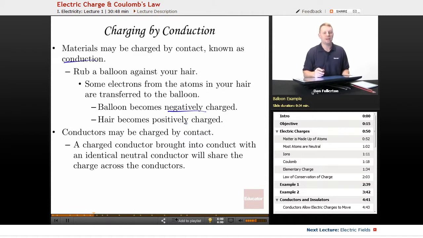You can then test that out by taking the balloon and trying to stick it onto a wall or something like that, maybe a shirt. Oftentimes you can get it to stick, which is showing that it's charged or the wall is charged, and by common sense, you know it's probably the balloon.